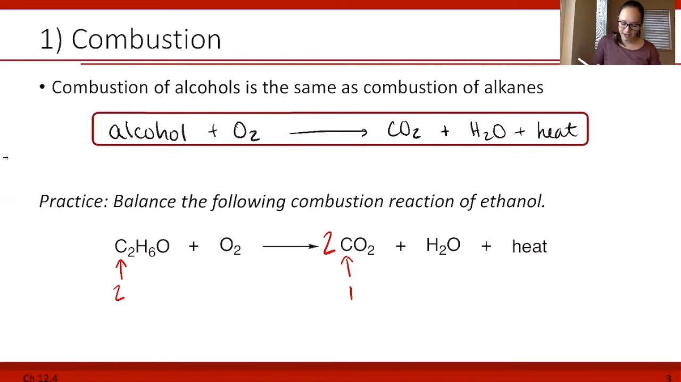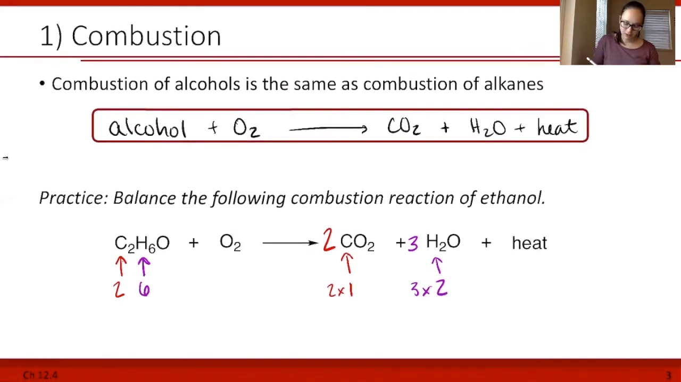Now let's look at our hydrogens. We have 6 hydrogens on this side of the equation, but only 2 on the right side, the product side. So we need to multiply water by 3 in order to get our number of hydrogens to line up. And then lastly, let's do our number of oxygens.